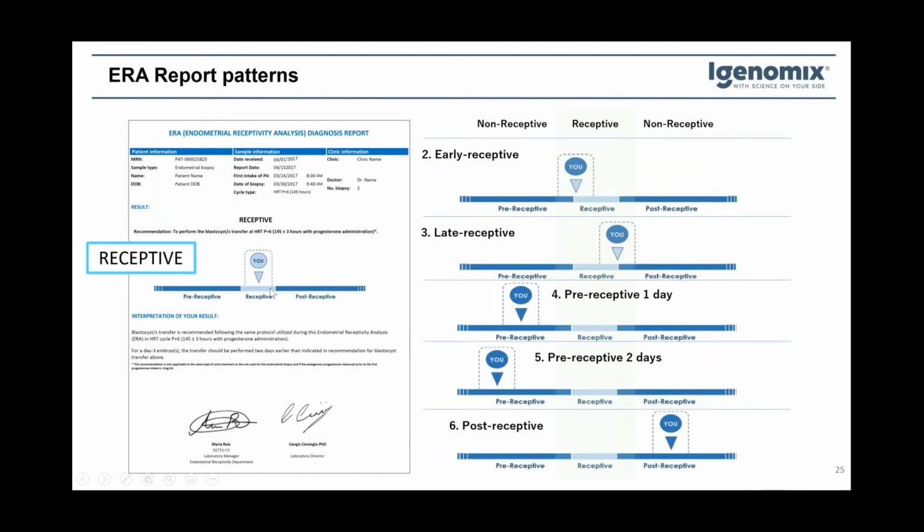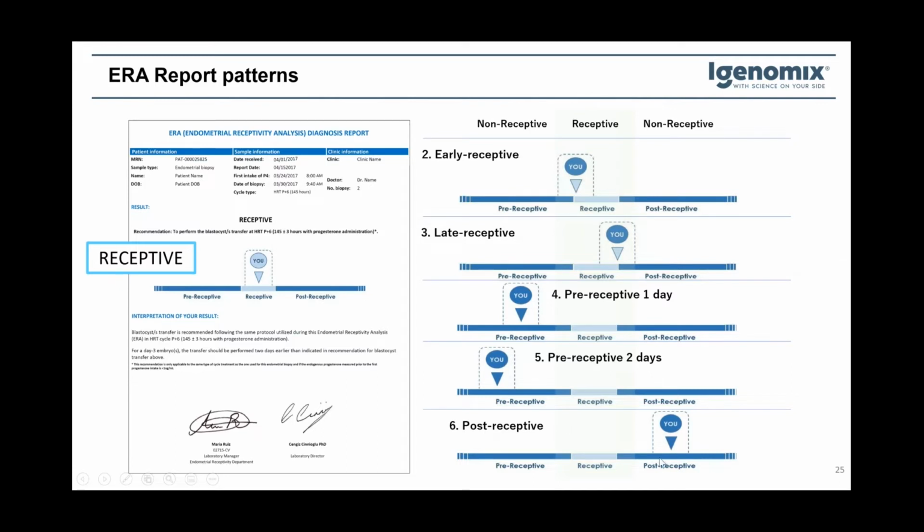As I just said, receptive means that the biopsy timing is exactly right for this patient. For early receptive, you need 12 hours more of progesterone treatment, and for late receptive, you need to reduce the progesterone regimen by 12 hours. For pre-receptive 1 day, you need to add another day of progesterone treatment. And for patterns 5 and 6, because pattern 5 means that the patient's biopsy is way earlier than the window, we would suggest a second biopsy to confirm and make it very precise.